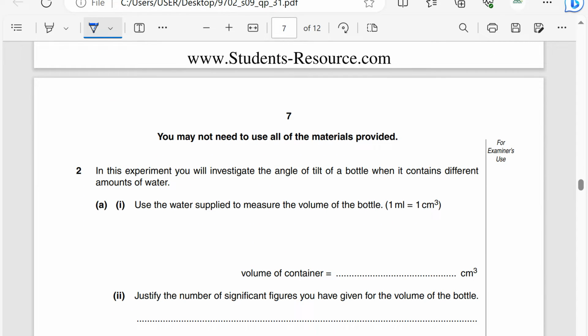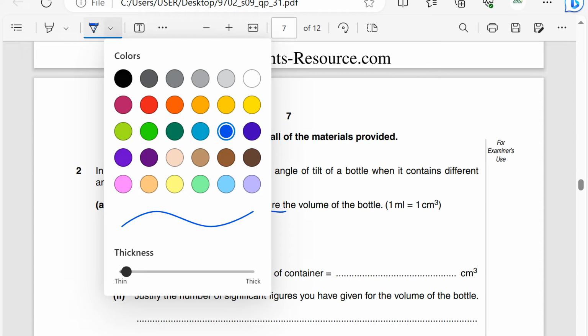In this experiment, we will investigate the angle of tilt of a bottle when it contains different amounts of water. Use the water supply to measure the volume of the bottle. Of course, if you're a teacher and you check through the confidential instructions, you were asked to provide students with a measuring cylinder or a pipette. So students are going to measure volume.